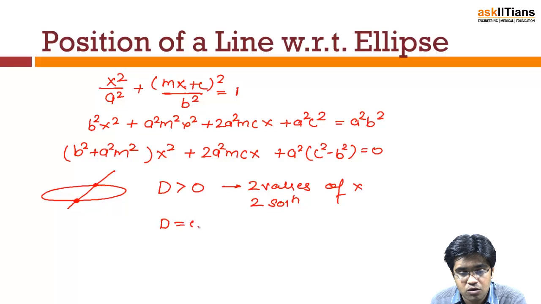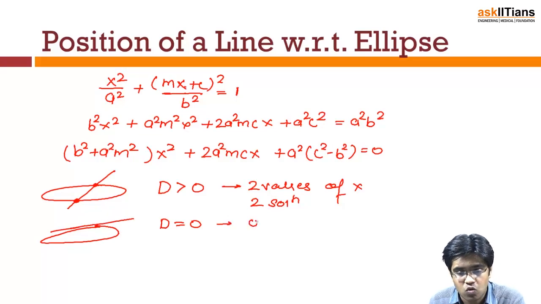The second case is D equals 0. That means the line touches the curve at 1 point only. So if this is your curve, then this is the interaction. That means in this case there is only one value.